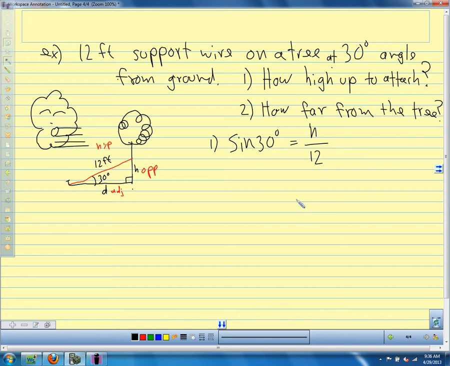Now I can solve my equation. How do I get H by itself? How do I solve for H? Multiply both sides by 12. Move this over a little bit. And I get H equals 12 times sine 30 degrees. And I just plug this into my calculator just like this, 12 times the sine of 30 degrees. And I get that H equals 6 feet. So I need to attach this wire 6 feet up the tree.